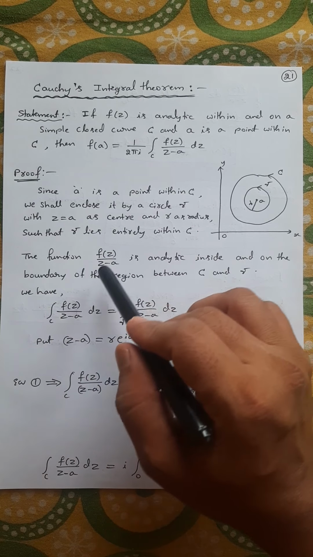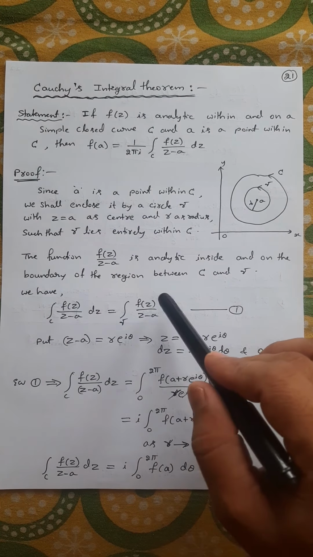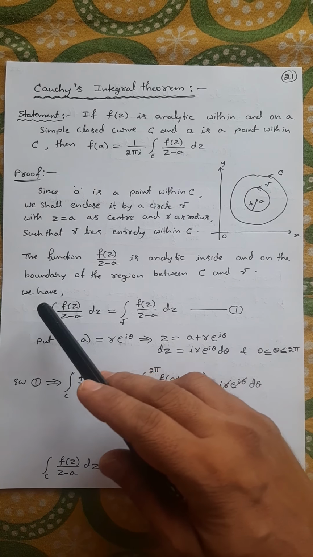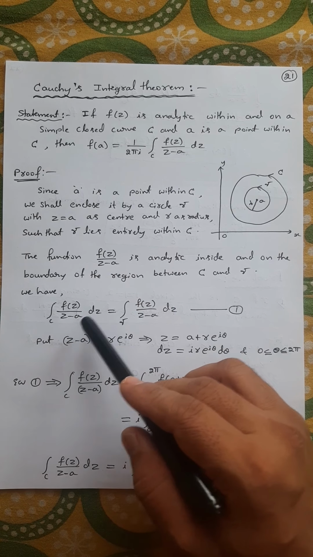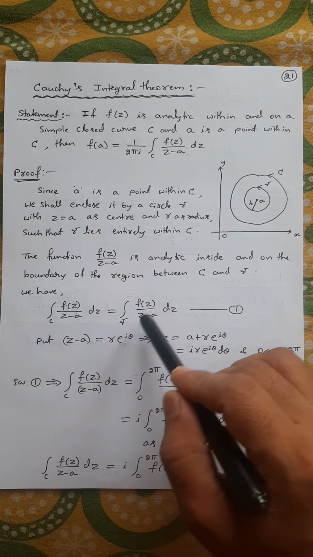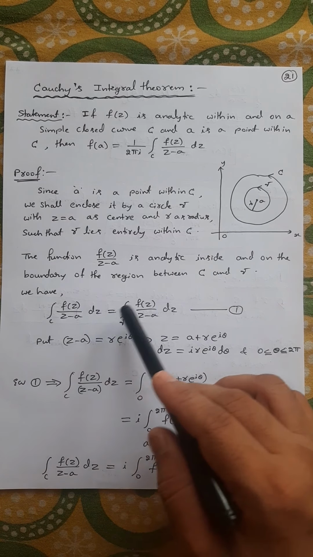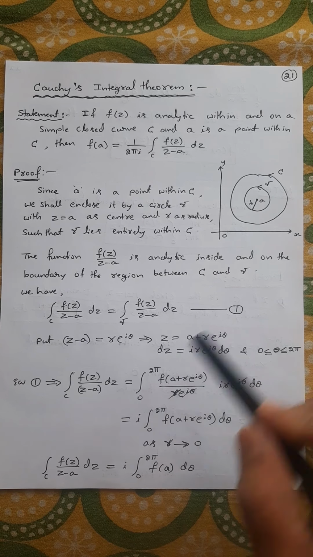The function f(z) by (z minus a) is analytic inside and on the boundary of the region between C and gamma. We have, this is a property, integration over C of f(z) by (z minus a) dz equals integration over gamma of f(z) by (z minus a) dz. Both are the same, this circle and this one. Call this equation 1.